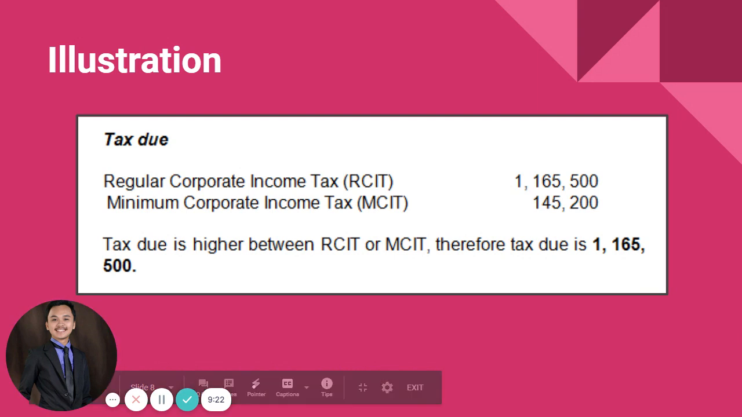So in this case, we can now compare which is which, no? How much can the corporation pay as a tax due. So we have RCIT value of 1,165,500 and our MCIT of 145,200. So obviously, the amount that will be paid by the corporation will be 1,165,500. So the tax due will be 1,165,500, which is again higher than your minimum corporate income tax of 145,200.